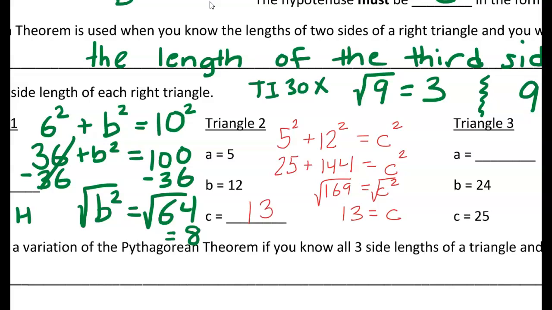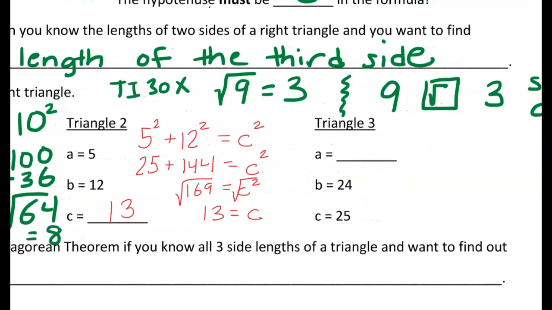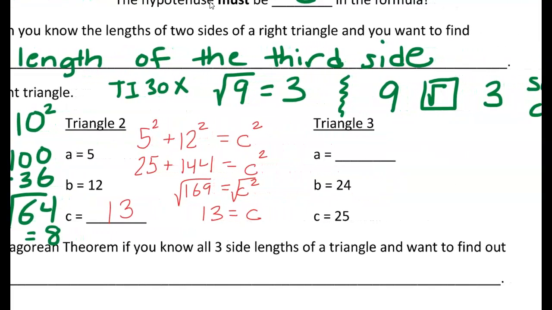All right, so you guys, I want you to try to do question 3 here. If we're looking for A, how would we set up this equation? So go ahead and pause and work on that.